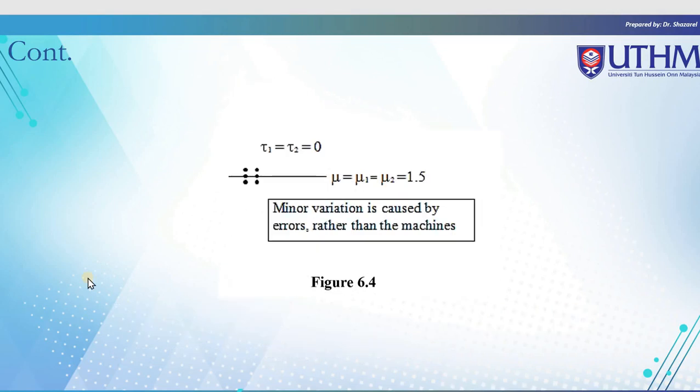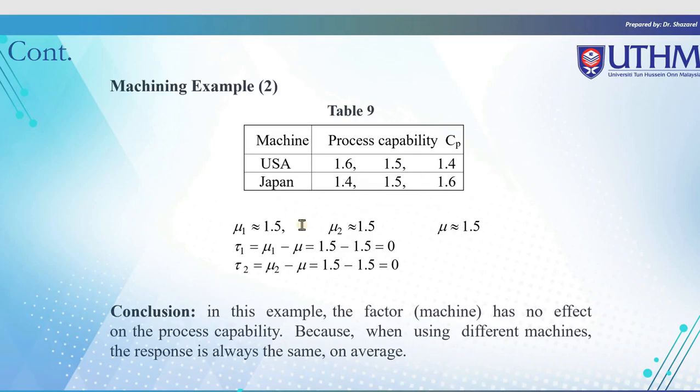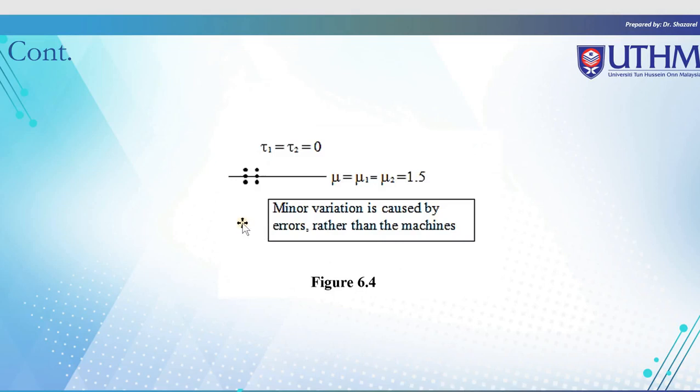If we want to visualize the tau and the mean just now, we can see that the minor variation is caused by the error rather than the machine. Of course the observations here have different values, but when we take the average, it is actually the same. So that means it does not have an effect. The variation is in terms of the error, not the machine itself. So instead, there is no effect.